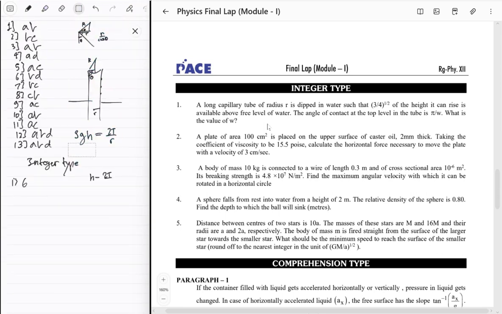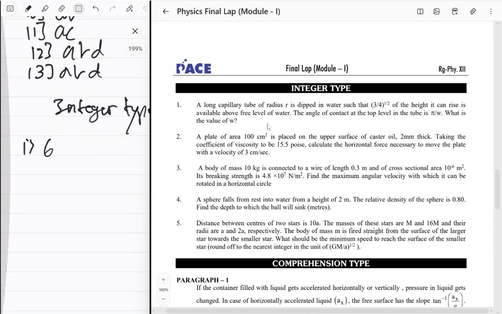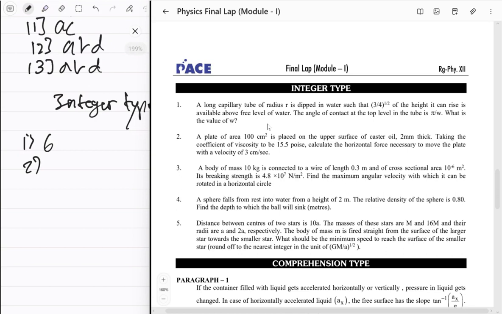Okay, all this should be deleted. Go to the second question now. A plate of area something is placed on the upper surface of castor oil 2 mm thick, taking the coefficient of viscosity to be 15.5 poise. Calculate the horizontal force necessary to move the plate with a velocity of 3 meter per second.